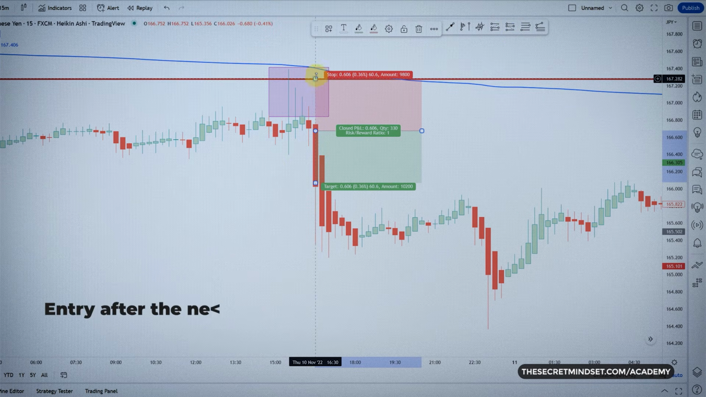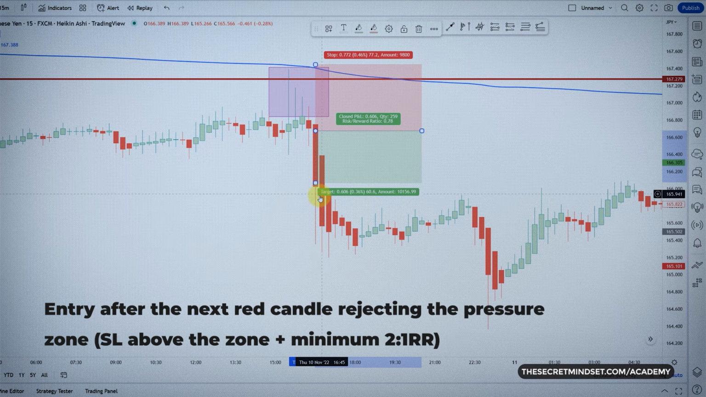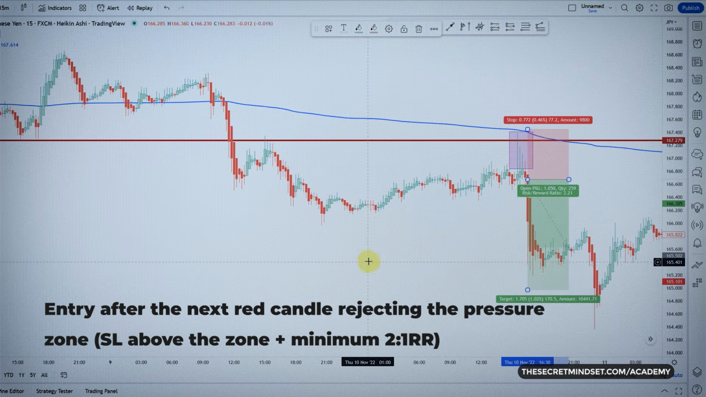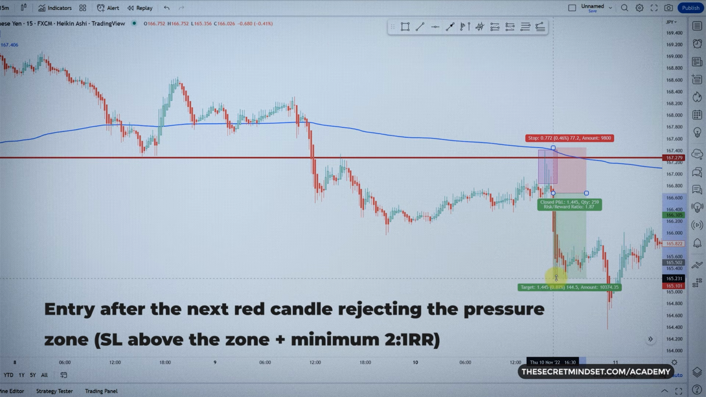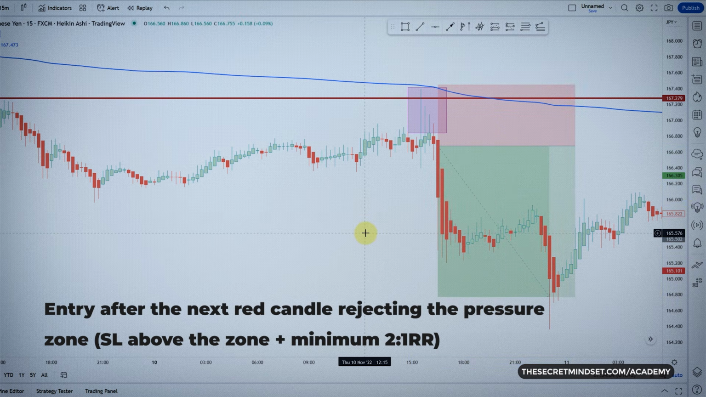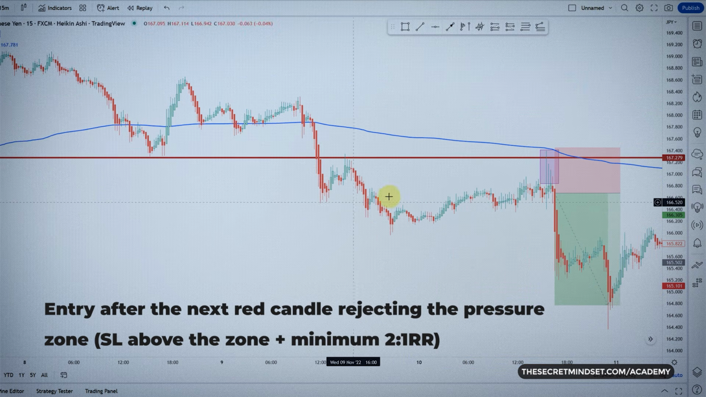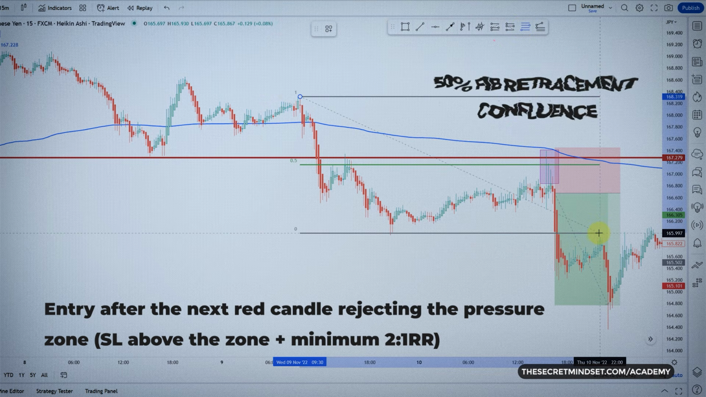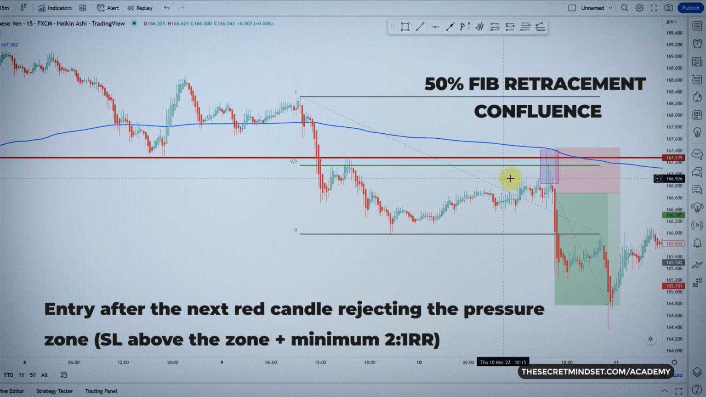The next red candle after the pressure zone is our trigger to place a short position. Stop loss above the wicks and take profit at the next swing low in the price structure. Now, I suspect our entry level also aligns with the Fibonacci level. Just as I thought, it was the 50% Fib retracement, another layer of confluence.